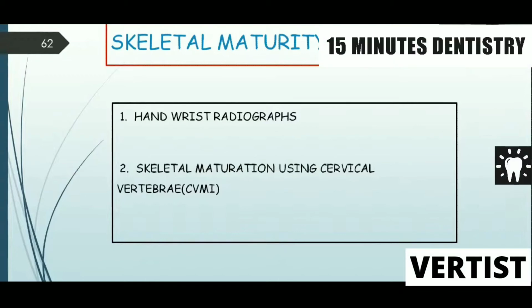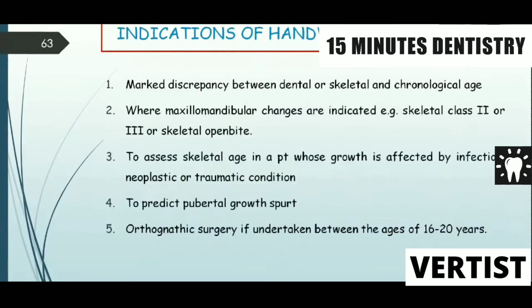What is a hand-wrist radiograph, and what are skeletal maturity indicators using cervical vertebrae? Indications of hand-wrist radiographs, my dear students. Number one, it is taken for marked discrepancy between dental or skeletal and chronological age, where maxillomandibular changes are indicated, for example skeletal class 2 or class 3 open bite cases.